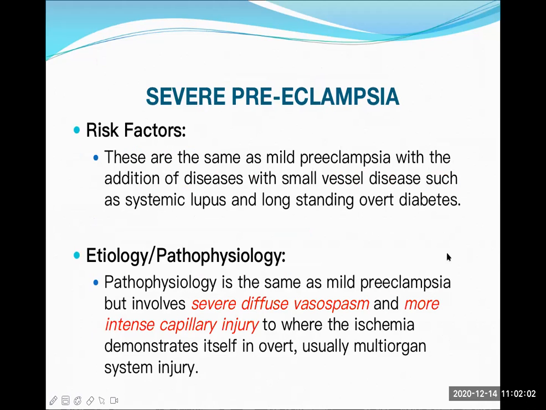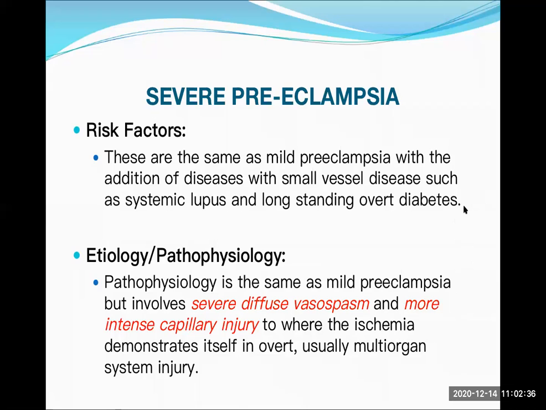Now, what are the risk factors of severe preeclampsia? See there. These are the same as mild preeclampsia with the addition of disease with a small vessel disease such as systemic lupus and long-standing over diabetes. Now, the same risk factor which we have discussed in mild preeclampsia works for severe preeclampsia as well. Primipara and so many different, for example, previous history of preeclampsia in the family, right? Obesity, isn't it? Even diabetes, there are so many others.